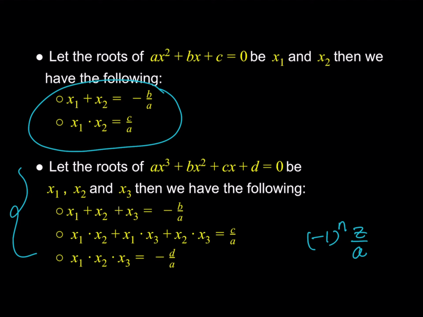Okay, awesome. So this is kind of nice. And with the cubic equation, you see the different variations. For example, we have x1 plus x2 plus x3, and then we have the two-way products, and their sum is c over a, and then the product is going to be negative d over a. So let's go ahead and take a look at these examples.